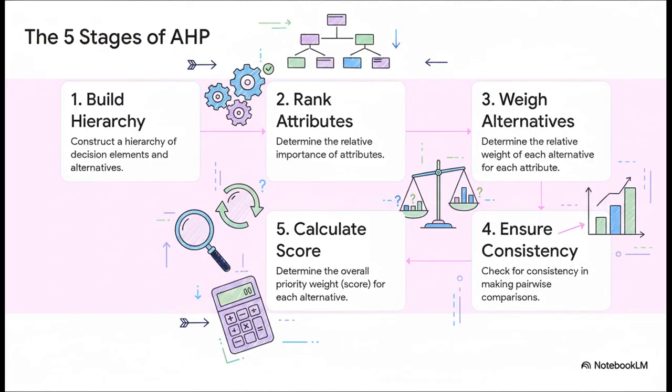So AHP breaks a really tough choice down into 5 pretty manageable steps. First, you build a hierarchy of your main goal, your criteria for success, and all your possible alternatives. Then, you rank how important each of those criteria is to you. You weigh your alternatives against each one, you check your own logic for consistency, and finally, the process calculates a score, revealing the best possible option. It's such a powerful way to bring clarity to a tough choice.